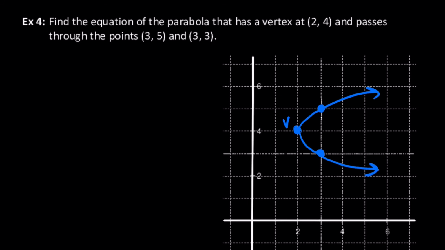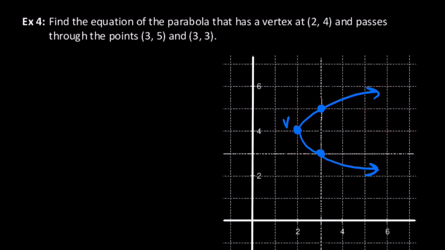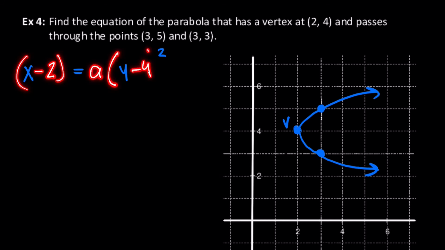And we need to recognize that if it's a sideways parabola, that's x equals positive y squared. So I'm going to start my equation over here. X, give yourself some room, equals positive y squared. Now the reason I'm spreading it out like this is because I need to incorporate my vertex. It's going to be x minus the x coordinate of the vertex equals some value of a times y minus the y coordinate of the vertex squared.